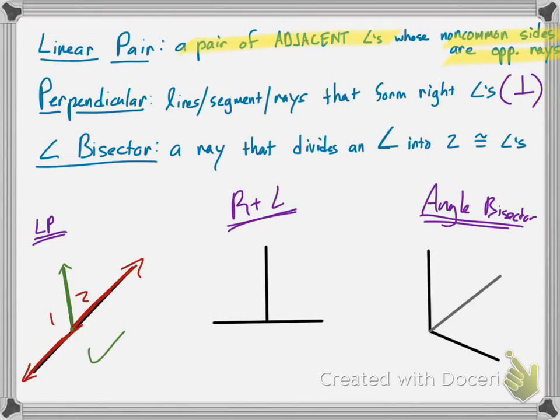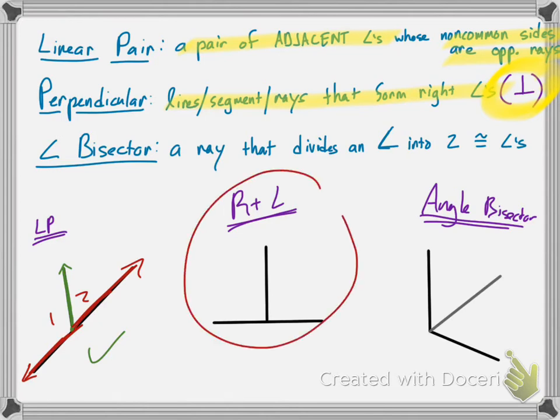Next, we have perpendicular. These are lines, segments, and rays that form right angles. And here you can see the symbol for perpendicular looks like an upside down T. A lot of times in our diagrams when we see perpendicular, we will either see that symbol or you can even see a box which indicates this is a right angle.